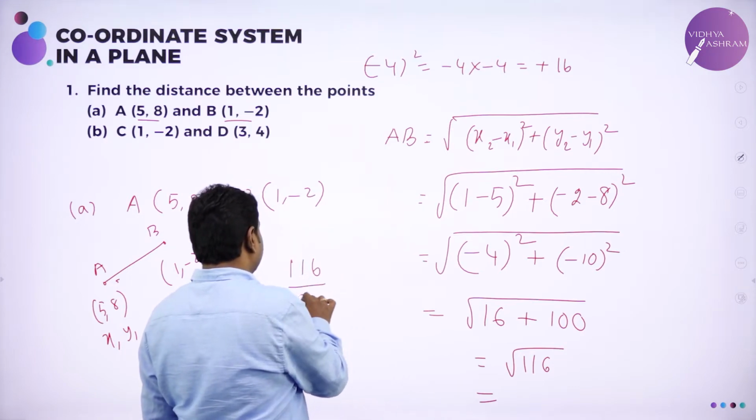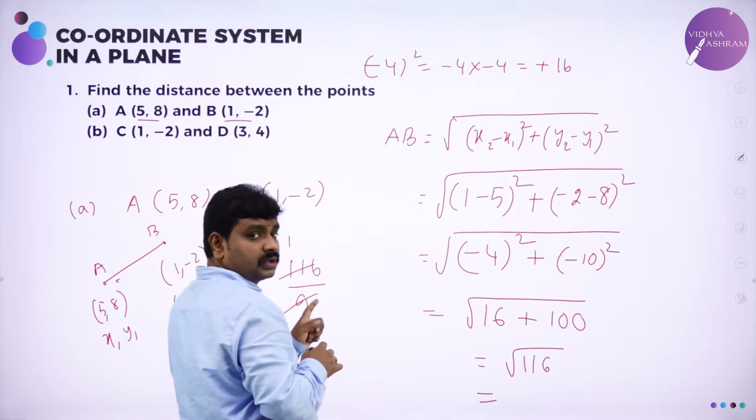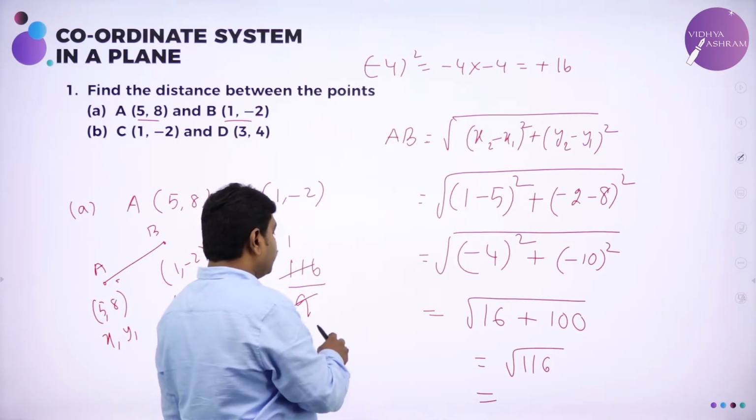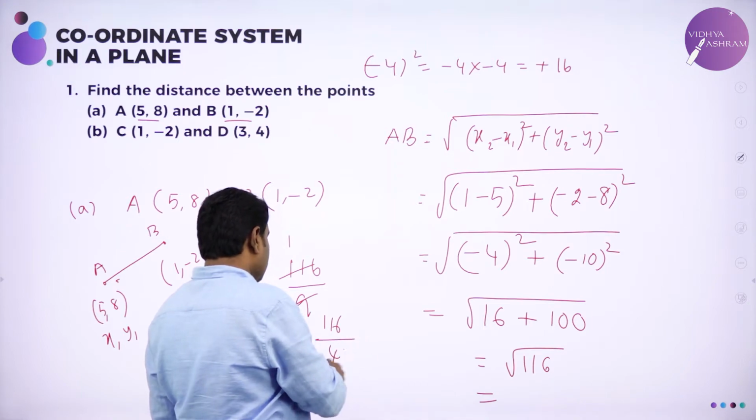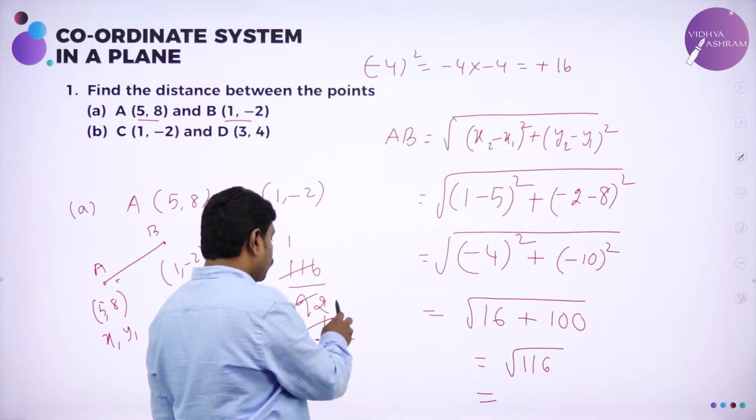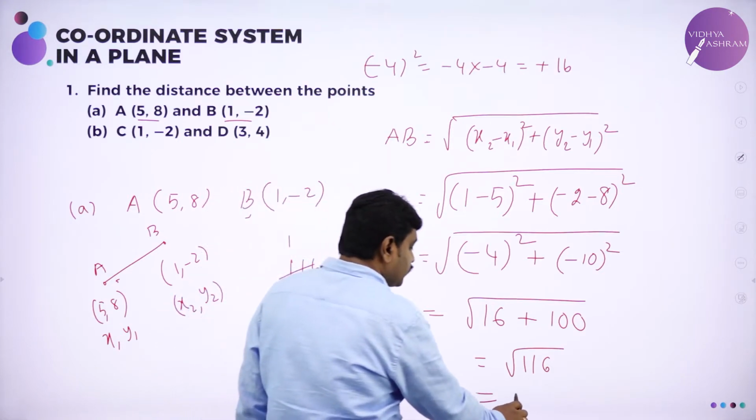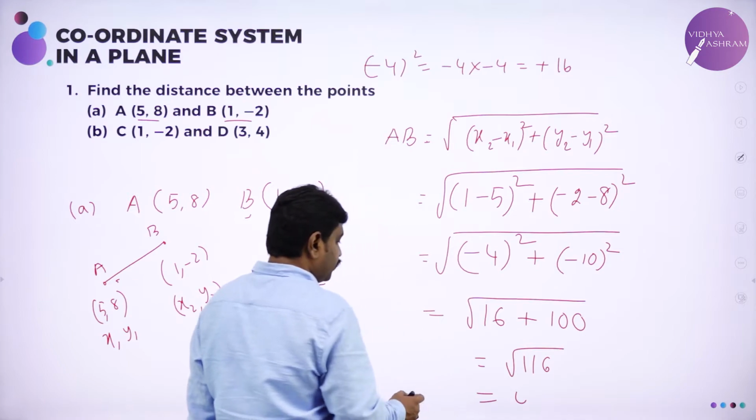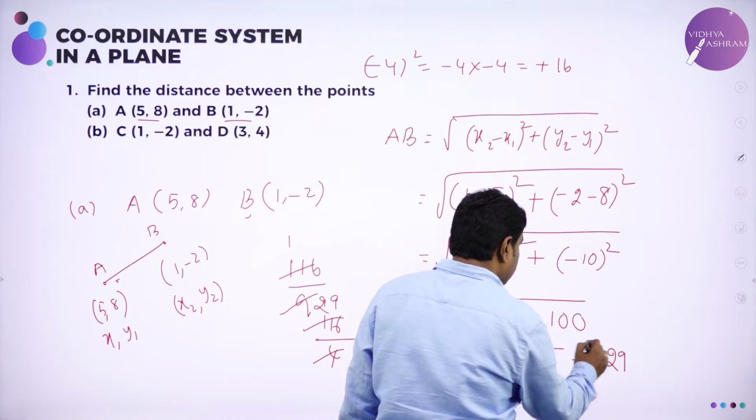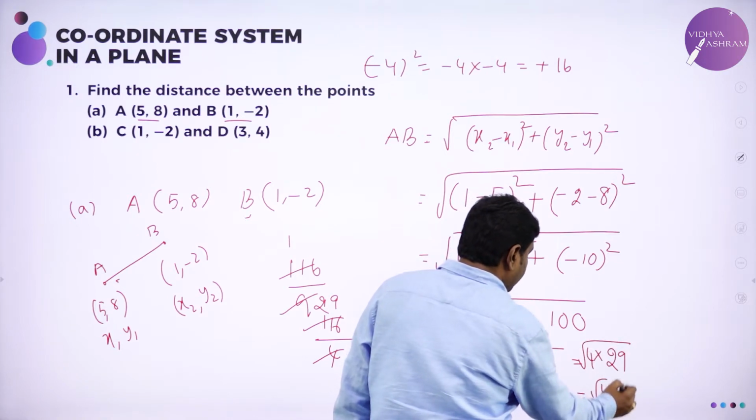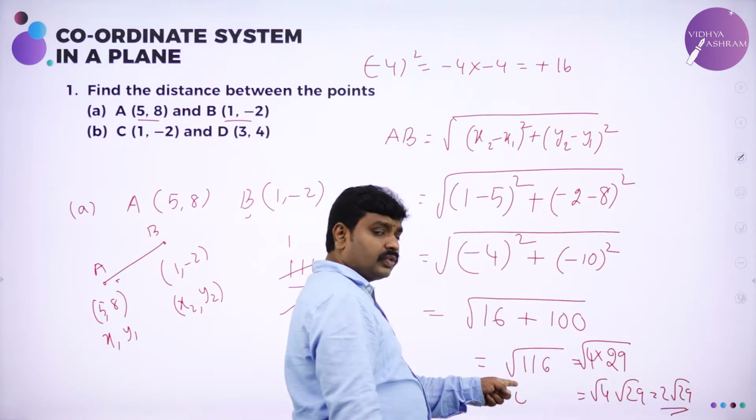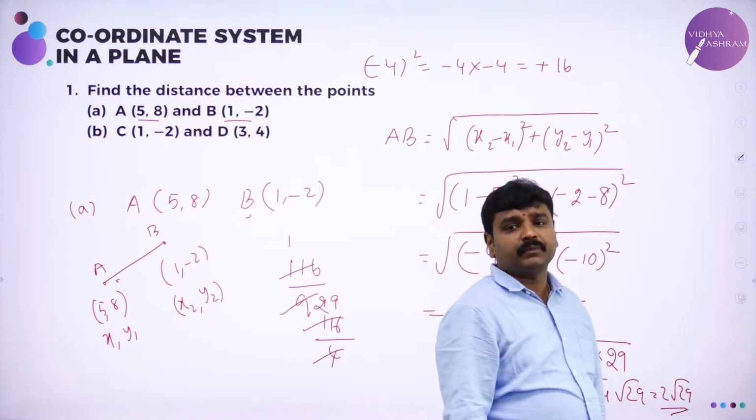116, 9 ones are 9, 26. So it is not divisible by 9. Is it divisible by 4? 4 2s are 8, 4 9s are 36. So I can write it as 4 into 29. Can I write it as 4 into 29 under root? So what is root 4 times root 29? That is 2 root 29. You can leave it. So root 116 can be written as 2 root 29 because it is divisible by 4.